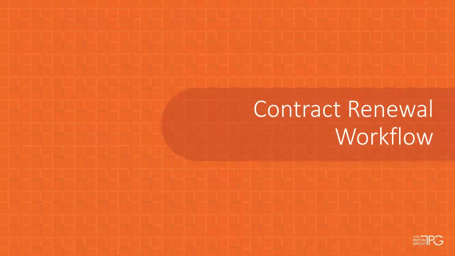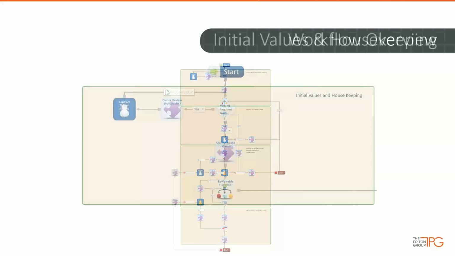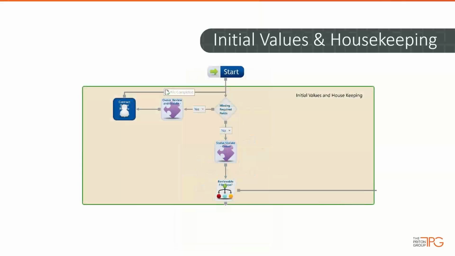So let's take a look at the contract renewal workflow side, which takes place when it is time for a signed contract to be reviewed for renewal. You can see here, we have this workflow broken up into 4 main parts. So we'll take a closer look at each of those and kind of pick them apart a little bit. The first step is just the initial value updates and housekeeping.